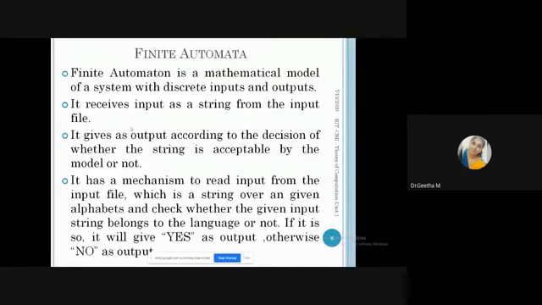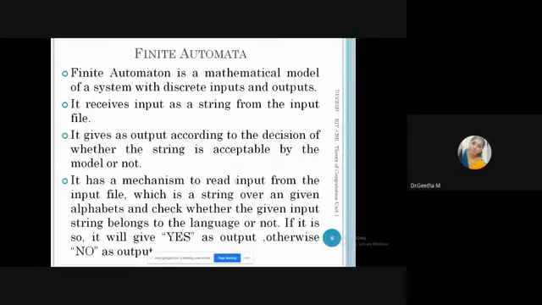Then coming to the main part, it has a mechanism. See the last point, it has a mechanism. I already told you some rules will be given here, so it has a mechanism to read input from the input file, which is a string. It takes an input string over the given alphabet and checks whether the given input string belongs to the language or not. If it does, it will give yes as output, otherwise no.